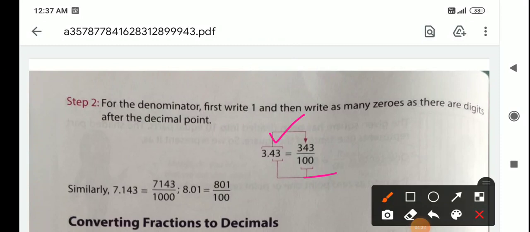Here you see 3 places are there. We have to write 1000. Here 2 places, so we write 100. So you mark the decimal place. Then you put 0.